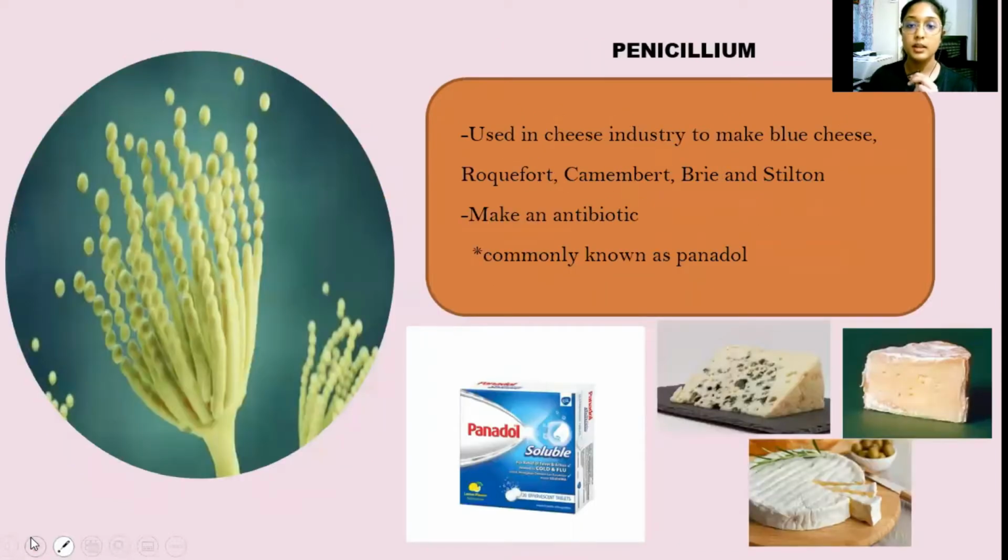Moving on to Penicillium, it is used in the cheese industries to make various kinds of cheese, such as blue cheese, Roquefort, Camembert, Brie, and Stilton. It's also used to make an antibiotic, which we commonly know as penicillin.